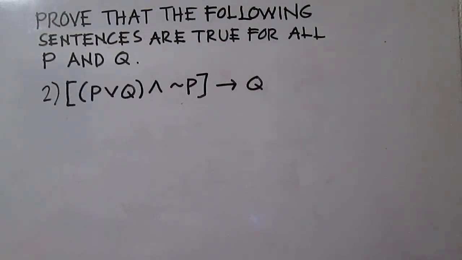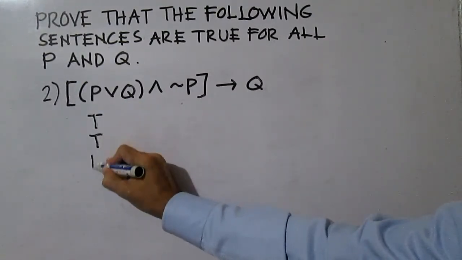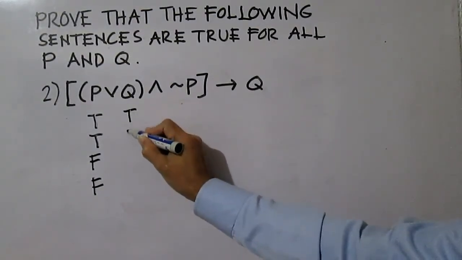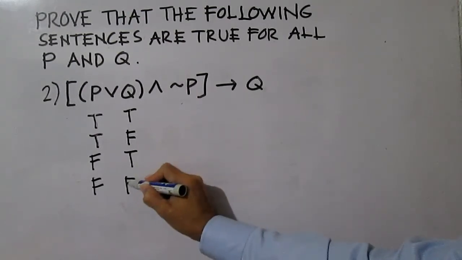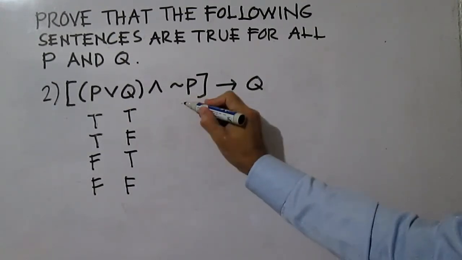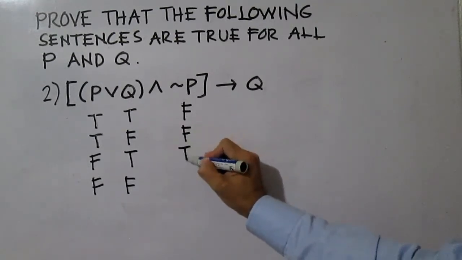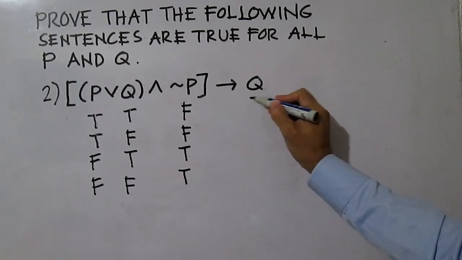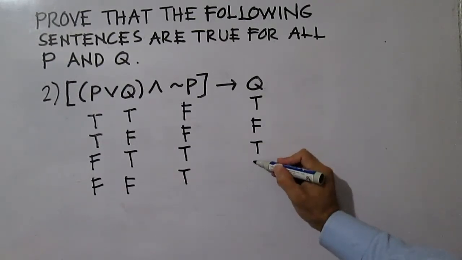Number 2. Let's write the truth values. True, true, false, false. For Q, true, false, true, false. For not P, not true is false, false, not false is true, true. For Q, just copy true, false, true, false.